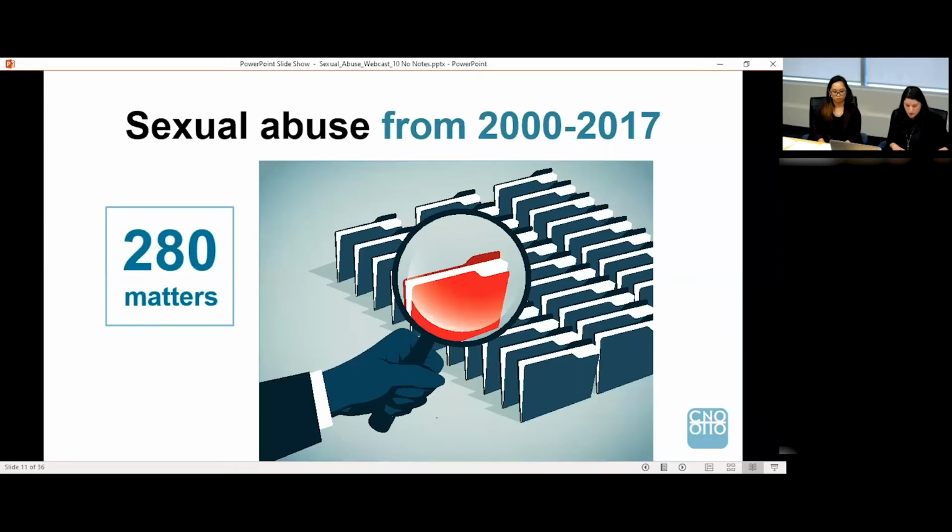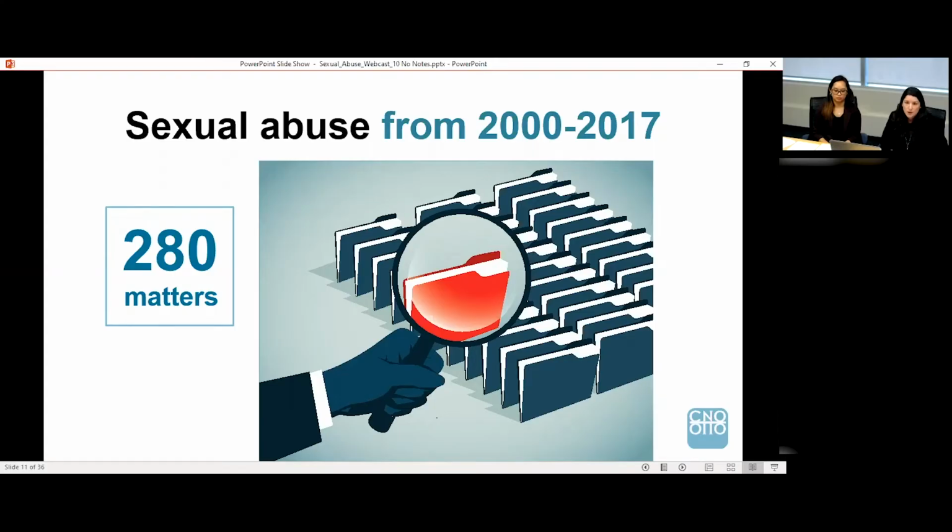We identified every sexual abuse matter that was received by CNO over an 18-year period from the year 2000 to the year 2017. When I refer to matters, I'm referring to complaints and reports. So a complaint is often received from a patient or a family member, whereas a report is often from an employer or a healthcare provider, such as a nurse.